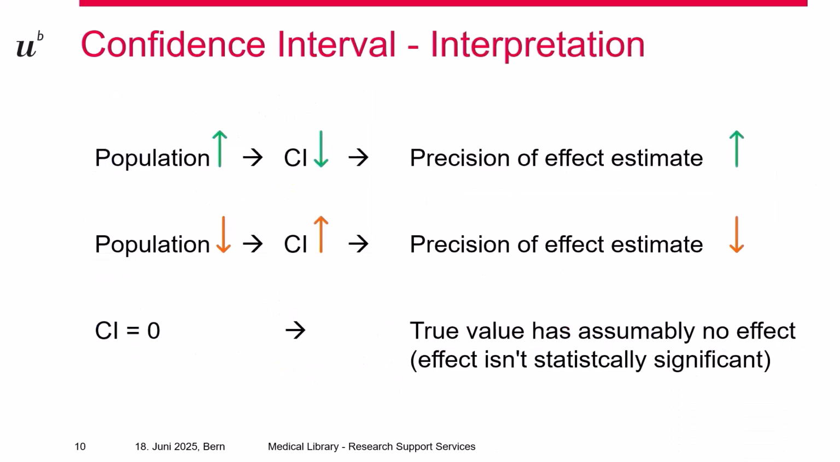So in summary, and that's actually the takeaway, because it shows how population and confidence interval are knitted together: usually, if the population is large, the confidence interval becomes narrower and the estimate of the effect more precise. Conversely, a wide confidence interval indicates greater uncertainty. If the confidence interval includes 0, then smoking has no effect, or it is statistically not significant.